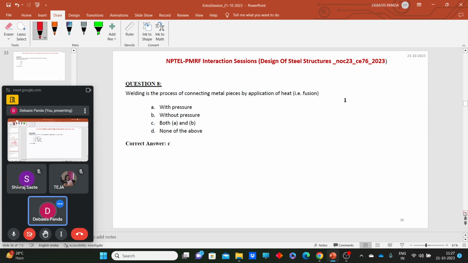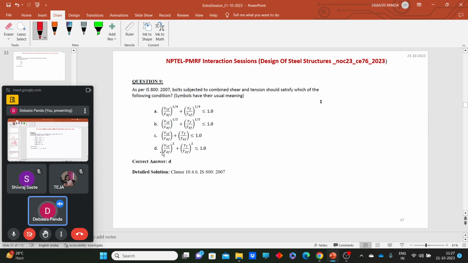And one more thing here, for this condition we have some interaction formulas for shear and tension, and for shear and moment. These interaction formulas are very important. For the combined shear and tension connection, the interaction formula of IS 800 clause 10.4.6, that means your option D: V_sf divided by V_df, the induced shear divided by design shear capacity, plus induced tension divided by design tension capacity, should be less than 1.